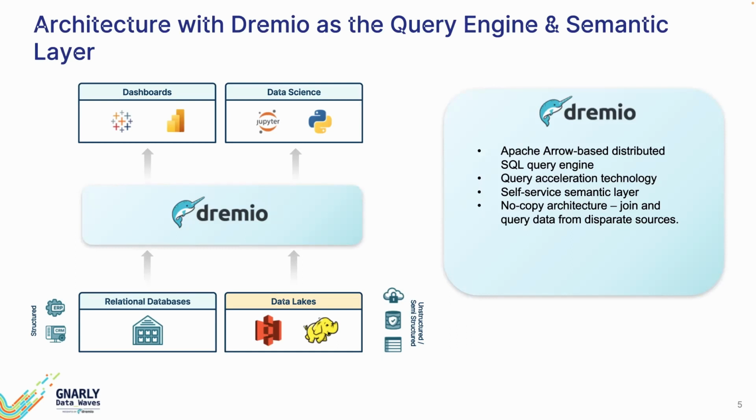Dremio is based on an open source project called Apache Arrow, which is an in-memory columnar distributed query engine. And then we added query acceleration technology in the form of reflections, which is essentially a materialized view that makes your queries much more performant. The semantic layer is a user-friendly abstraction layer that caters to both really technical users and also non-technical data consumers, so more people can get access to data really easily. And all of this is done without creating physical copies of the data. So that's a high-level overview of Dremio.